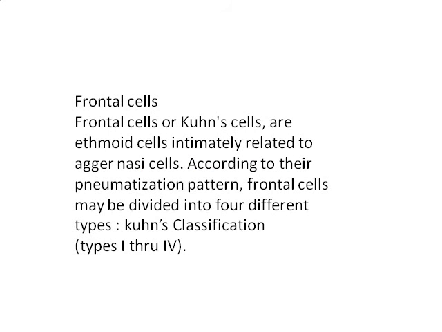Frontal cells. Frontal cells, also called Kuhn's cells, are ethmoidal cells intimately related to the agger nasi. And according to the pneumatization pattern, frontal cells are divided into four distinct types called the Kuhn's classification, types 1 to 4.